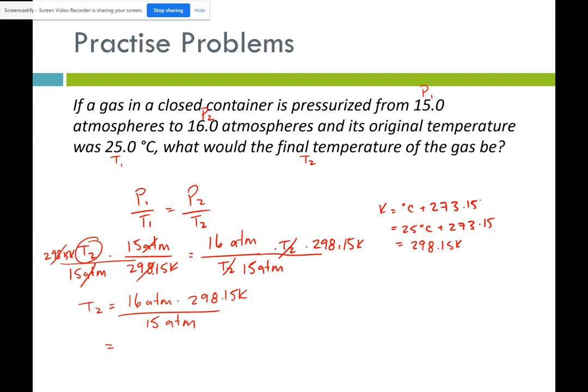So we should get a number, because our pressure increased, we should expect our temperature to increase as well. So we're hoping for a number that's bigger than 298. Okay, and I'm going to report this to three significant figures. This is 3, this is 3, this is 3. So this is going to be 318 kelvins, which is good. It's bigger than 298. The temperature increased, so I can have more confidence in the answer.